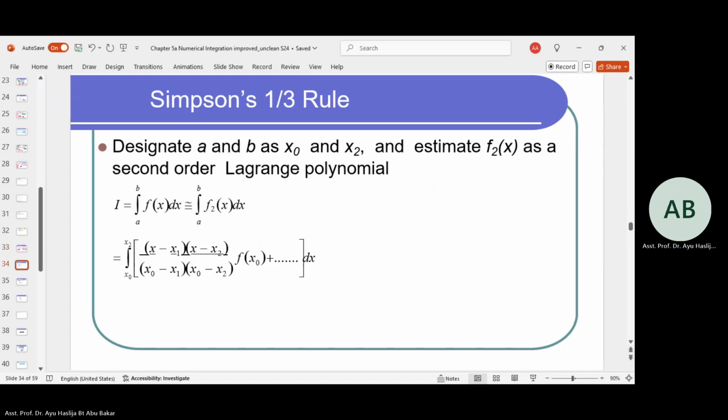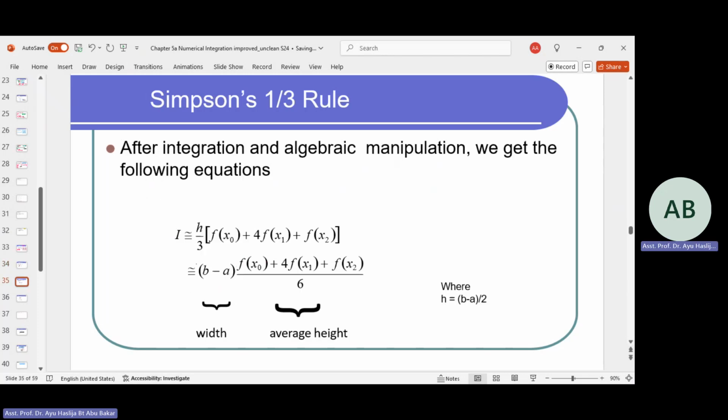Now, the function for Simpson uses a Lagrange polynomial. Trapezoid last time used Newton. This Simpson uses Lagrange, the first part over here. Now this is the integration for Simpson 1/3.